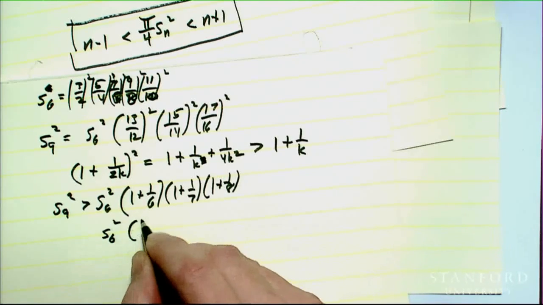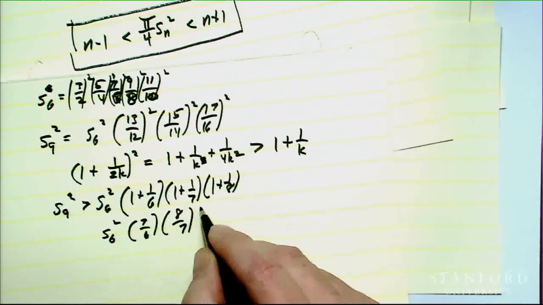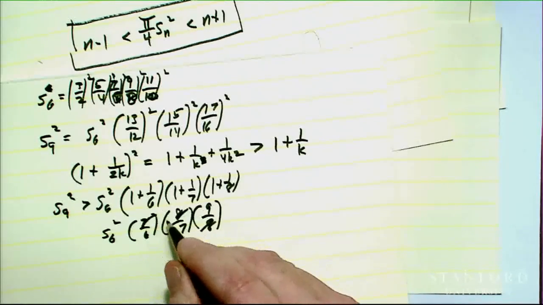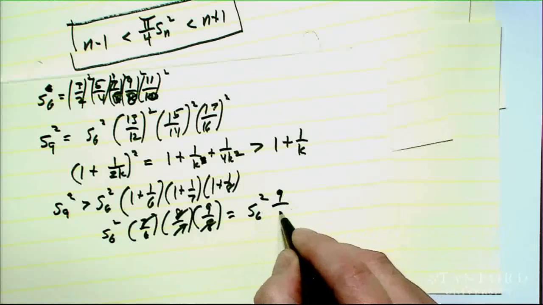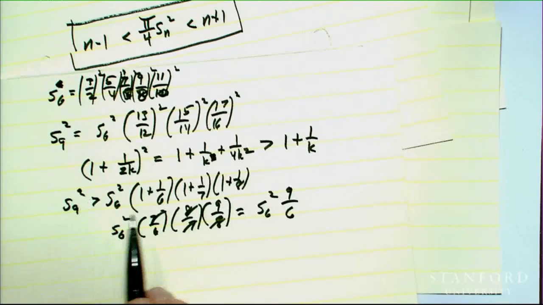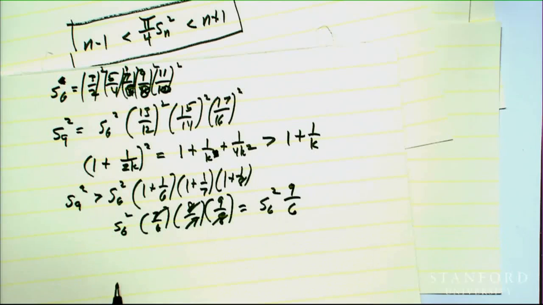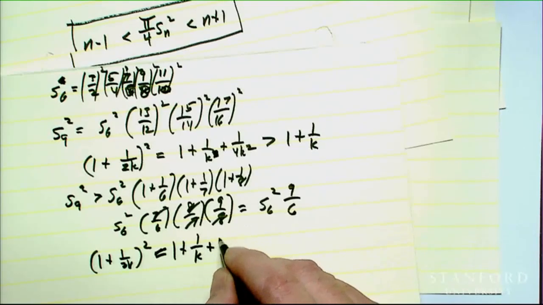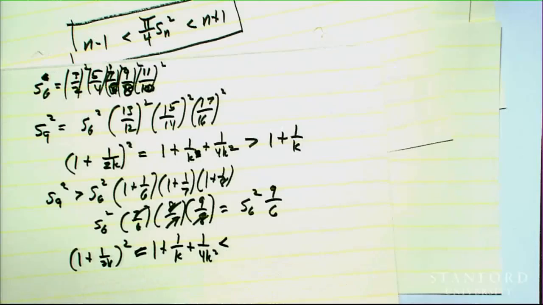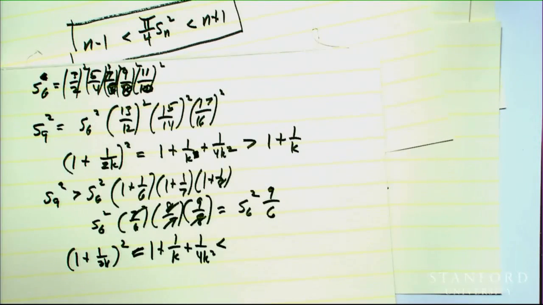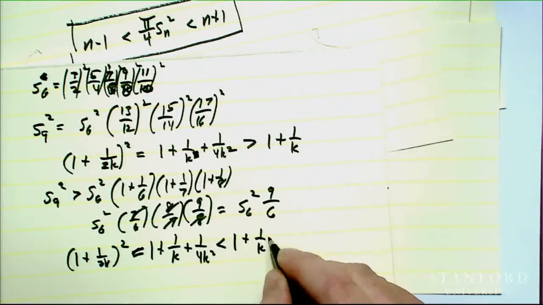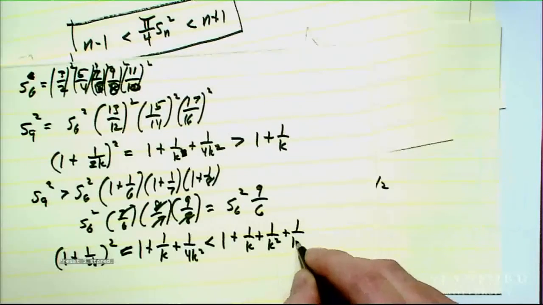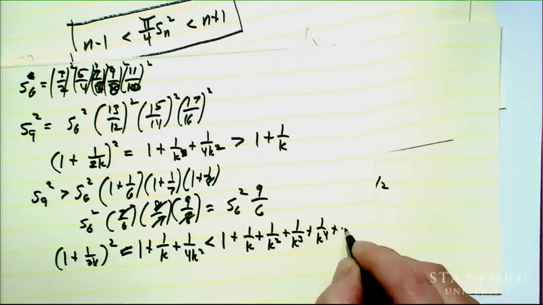But this is 7/6 times 8/7 times 9/8, and it's all canceling. So this is equal to S6 squared times 9/6. So S9 squared is known to be bigger than 9/6 of S6 squared. But we can also approximate in the other direction, and say that 1 plus 1 over 2k squared is less than 1 plus 1 over k plus 1 over 4k squared, and this is less than, I claim, 1 plus 1 over k plus 1 over k squared plus 1 over k cubed plus 1 over k to the fourth, and so on, all the way to infinity.